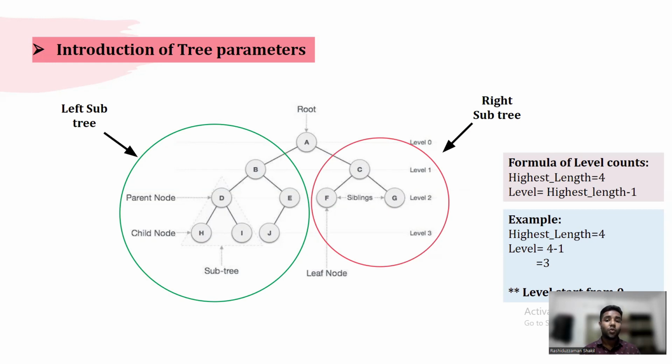If you want to count the number of levels, you must evaluate the highest length of a tree. From this slide, for my root, the highest length will be 4 because the count starts from A and the last child node is H. So the length is 4 and the level will be 4 minus 1, which is 3. But remember that the level count starts from index 0. So my levels will be 0, 1, 2, and 3.